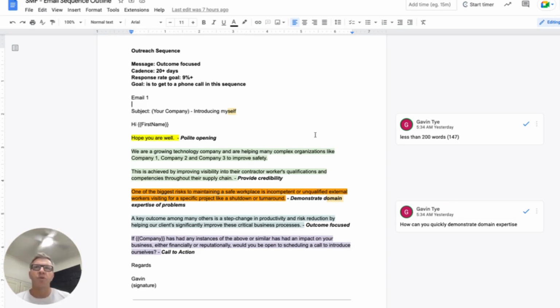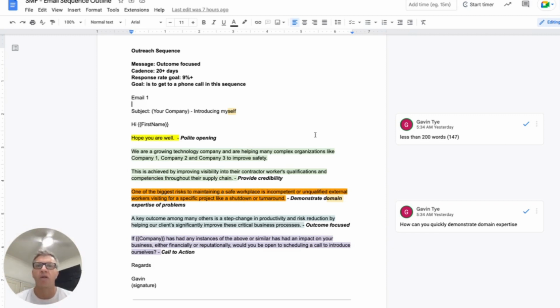Now, this cadence will run over 20 plus days, and the response rate, industry average, is about 9%. So we're aiming for more than that, but a 9% response rate is a good place to start. In this particular cadence, I've got response rates of anywhere from 15 to over 20%. And the goal in this sequence is to get to a conversation.